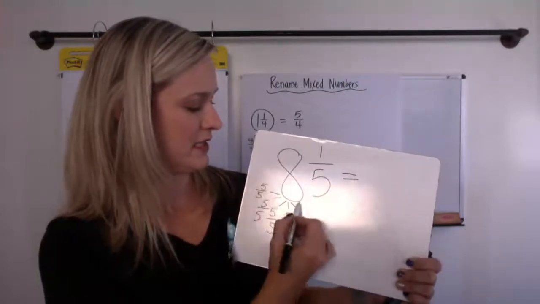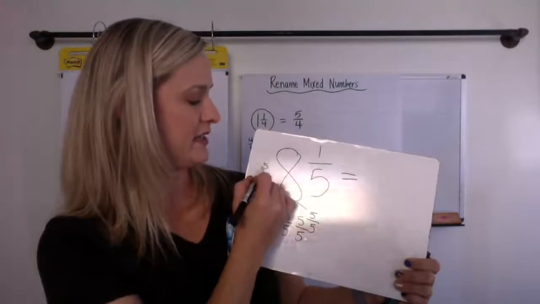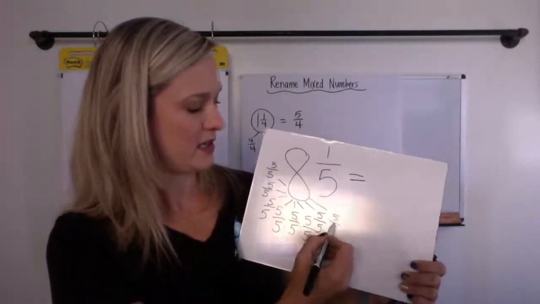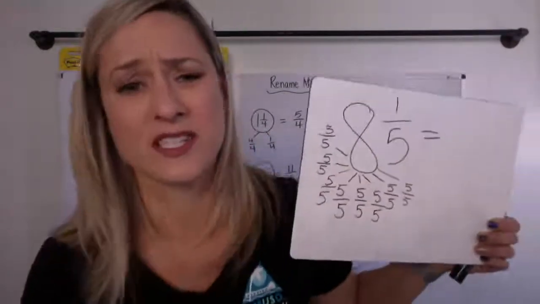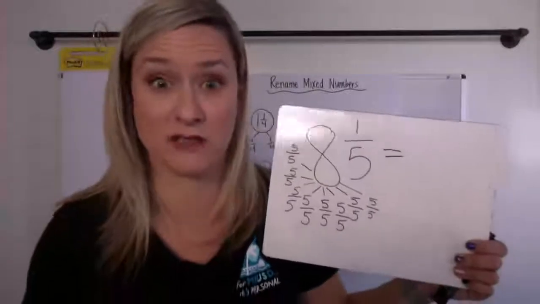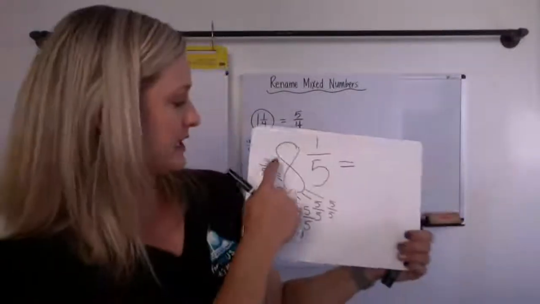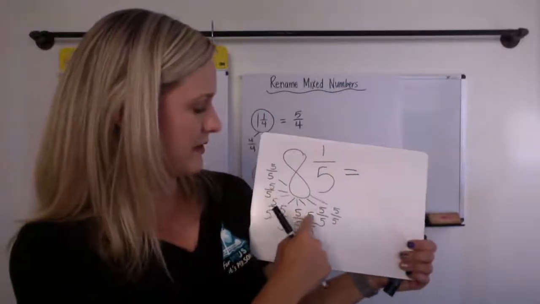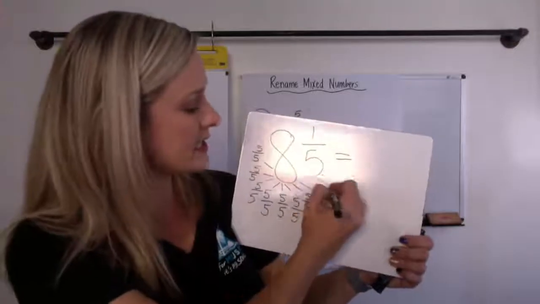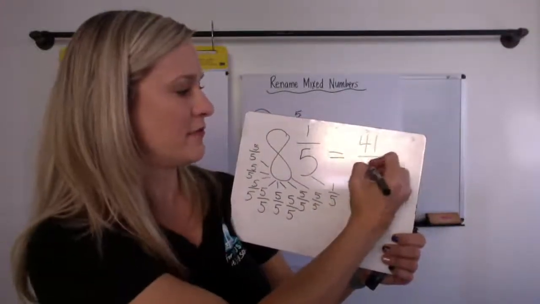5, 6, 7. I gotta squeeze one more in over here. 8. Okay. This is when it starts to get like, do I want to write it all those times, or do I just know it? So for me, I'm like starting to just know it, because 5, 10, 15, 20, 25, 30, 35, 40. 8 times 5 is 40. Plus the 1/5 makes 41/5.